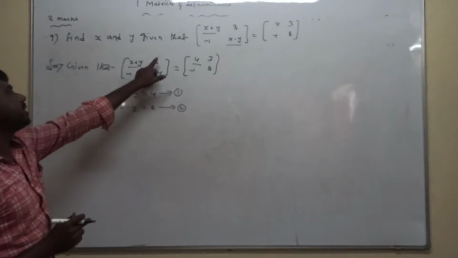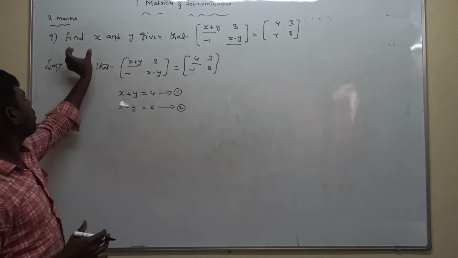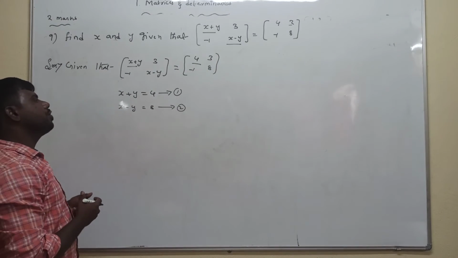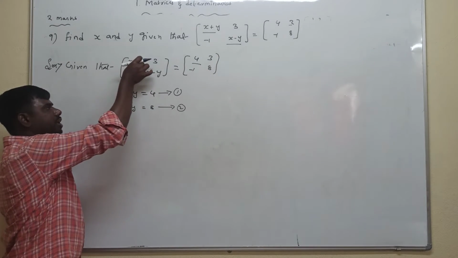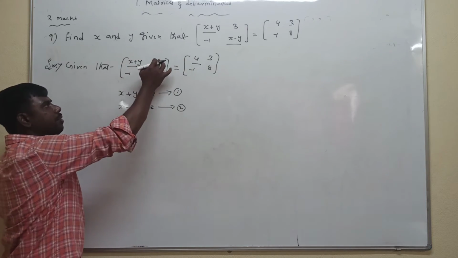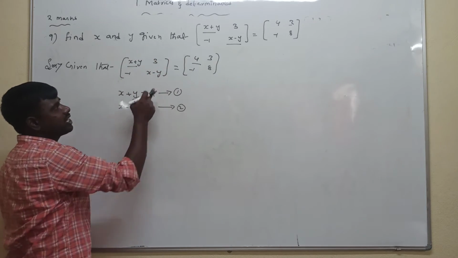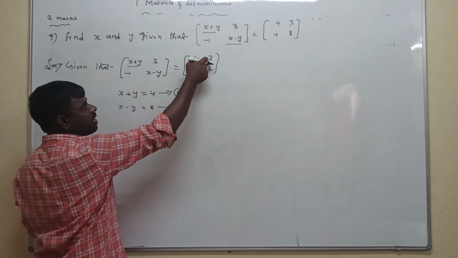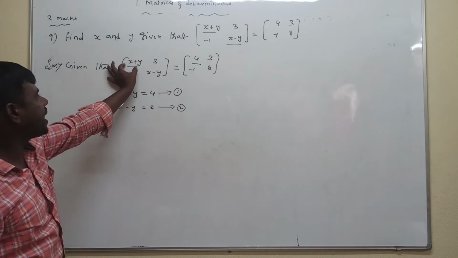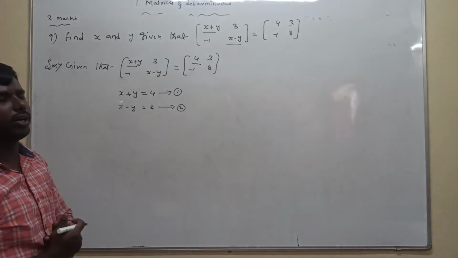Why are you not taking 3 and minus 1? Because according to the given question, we only have to find the x value and y value. That's why on the left hand side, where the x variable and y variable are, only that position's value is equated. The remaining values are automatically equal, because the element here is 3 and here is 3, both elements are equal. That's why I am taking only the x plus y position elements.